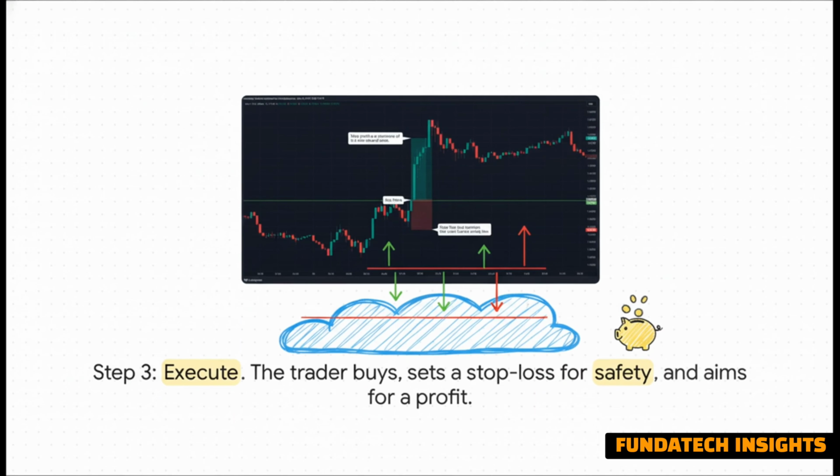And finally, we have the execution. The trader buys, but look closely. The first thing they do is place a stop-loss order just below a recent low point. That's their safety net. It automatically defines their maximum risk on the trade. Honestly, this kind of discipline is what separates the pros from the amateurs.